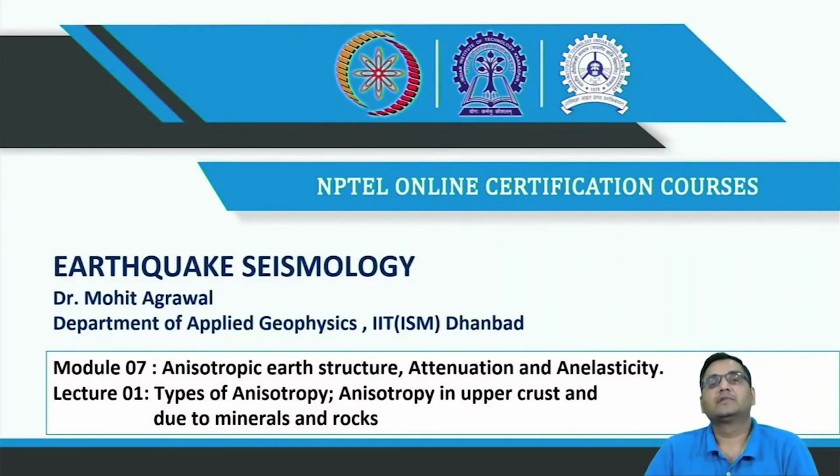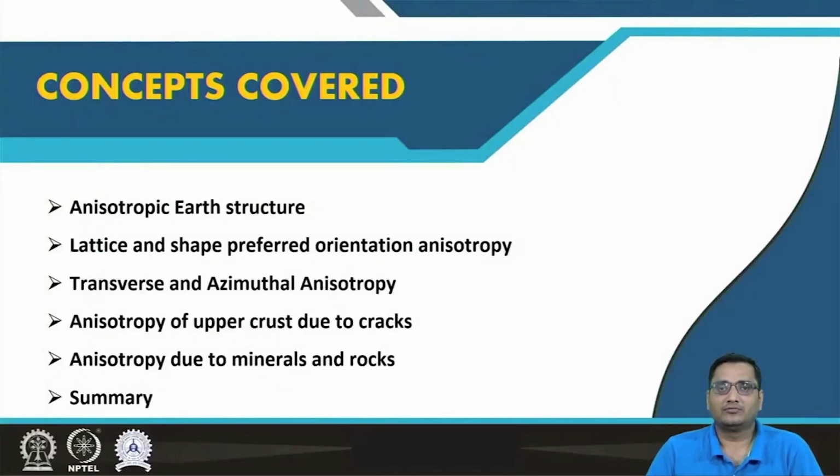Hello everyone, we are going to begin with module 7, and today we are starting with lecture 1. In lecture 1 today, we are going to cover concepts such as the anisotropic earth structure, lattice and shape preferred orientation anisotropy, transverse and azimuthal anisotropy, anisotropy of the upper crust due to cracks, and then we will be seeing how anisotropy is generated due to the minerals and the rock. Finally, we will have the summary of today's lecture.